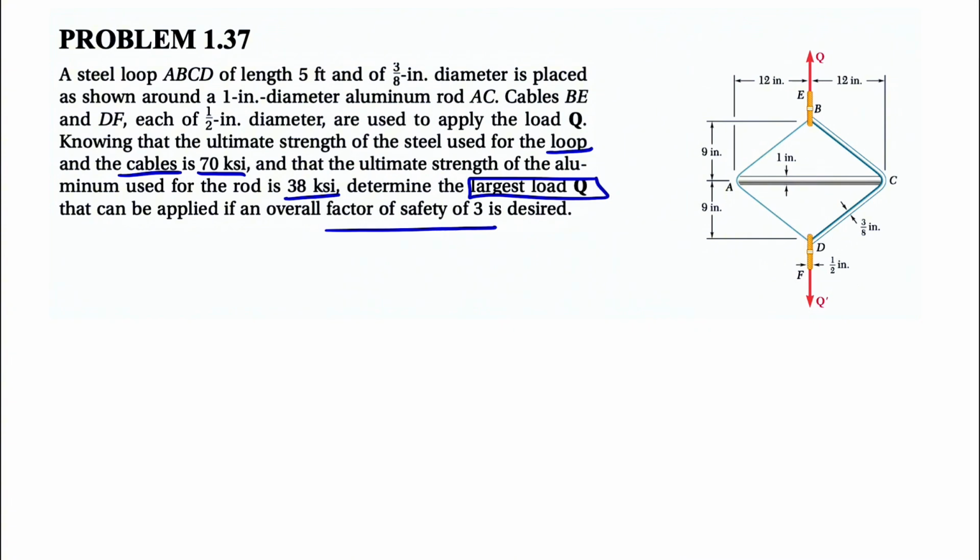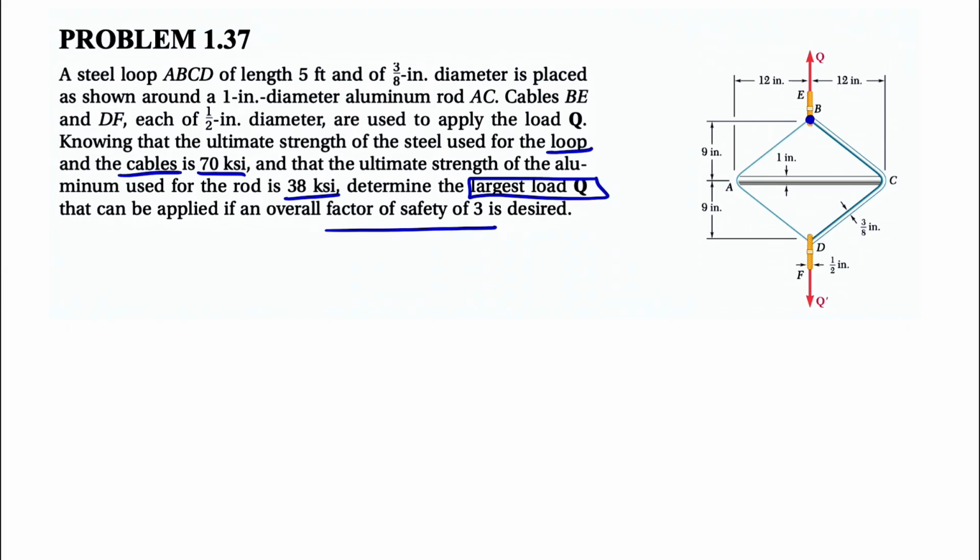So we're going to start with the free body diagram of each of these joints. We need to figure out the force in each of these members, and from that force and the free body diagrams that we have, we can relate that force to Q. Once we do that, we're going to get 3 different Qs for the cable, the loop, and the aluminum rod. The lowest Q would be what's acceptable for us, because that way we can make sure that none of these members is going to fail.